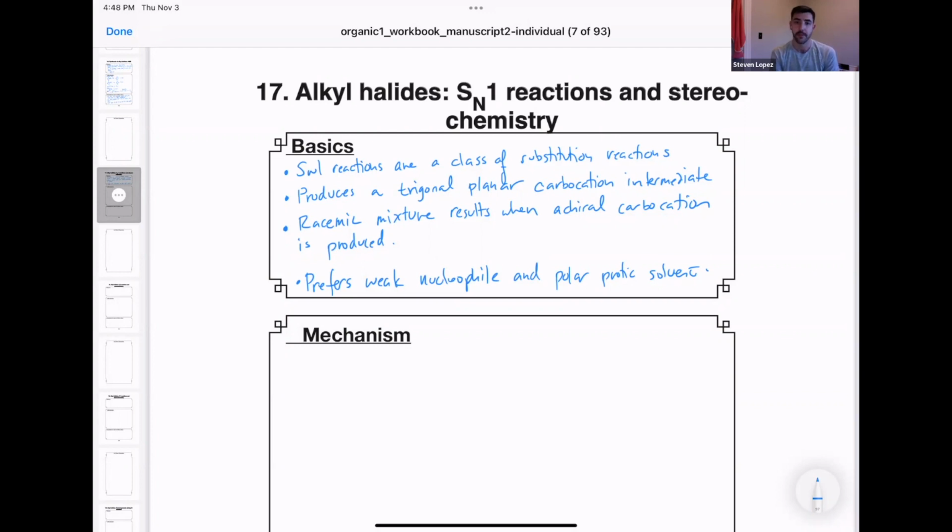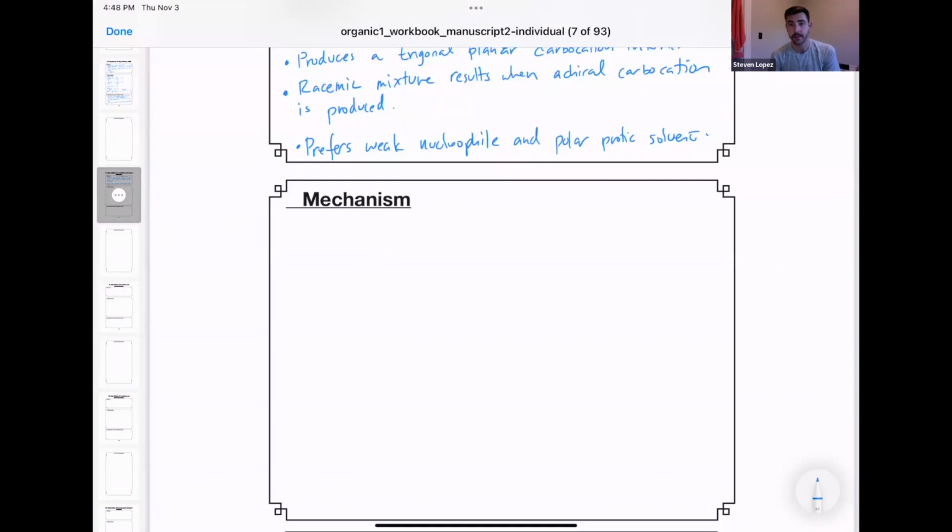In general, this type of reaction prefers weak nucleophiles and polar protic solvents. An example of a weak nucleophile is ethanol. An example of a polar protic solvent could also be ethanol. So, a pretty typical example.